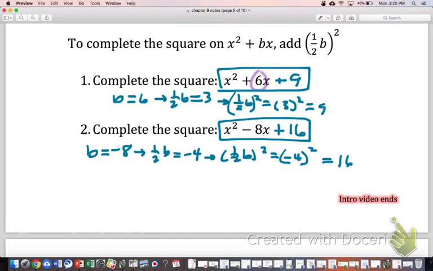When you come to class, we're going to talk about what we actually do with this, but the big takeaway here is figuring out what b is, then taking half of it and squaring the result. That'll give us our key number to help us complete the square.